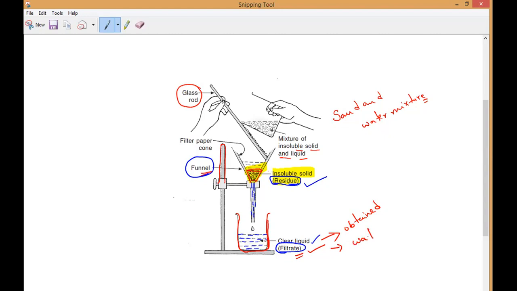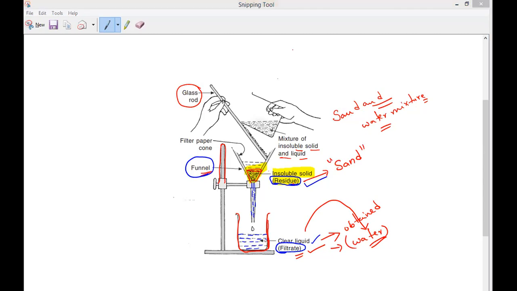So what is this filtrate? Basically, you can take it as water. If you take a sand and water mixture, which is the clear liquid? Filtrate. The filtrate is the water. And which is the residue? Sand is the residue. Do you understand, all of you? So the insoluble solid is called residue, and the clear liquid which passes through is called filtrate. So this is the filtration technique.